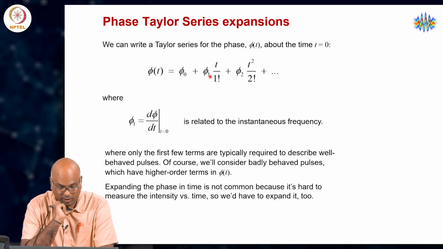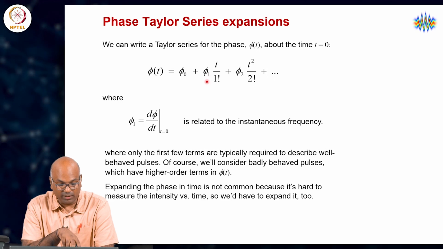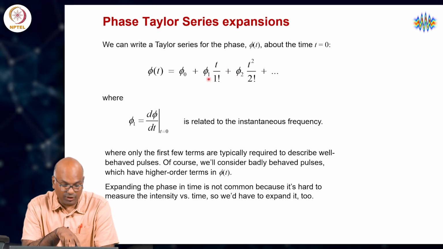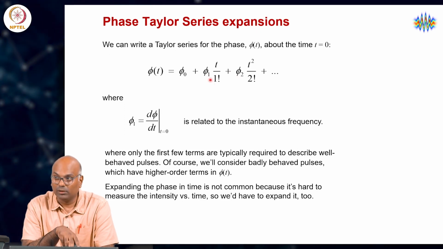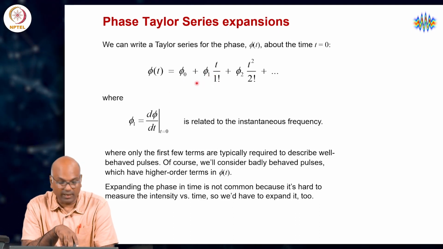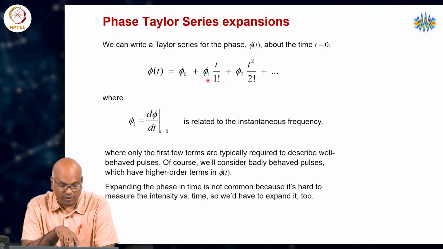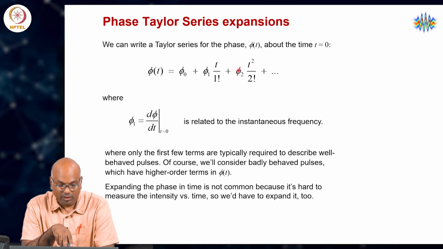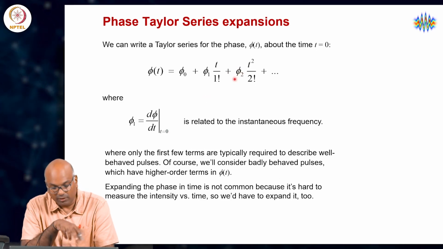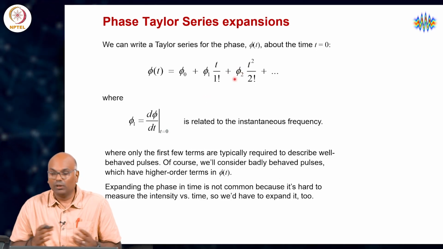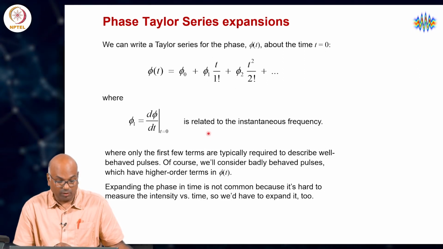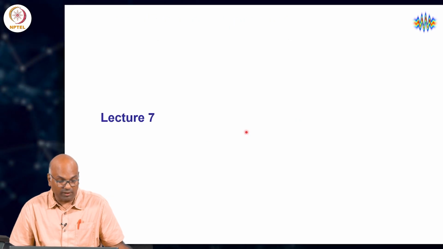But then the higher order terms, essentially in this case, phi 2 relates to the time variation of a quantity like phi 1. It is d dt of d phi by dt. d phi by dt at a given time t equal to 0 is phi 1. The d dt of d phi by dt at the same time t 0 is phi 2. So, it is a measure of how much variation there is in time of the instantaneous frequency itself.